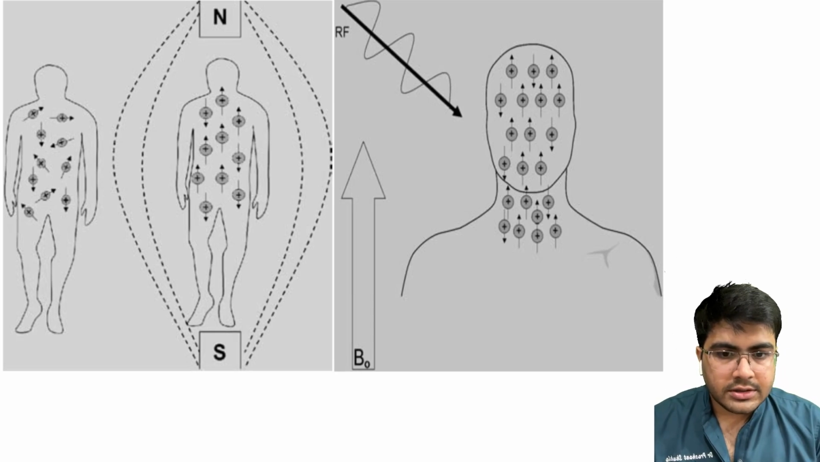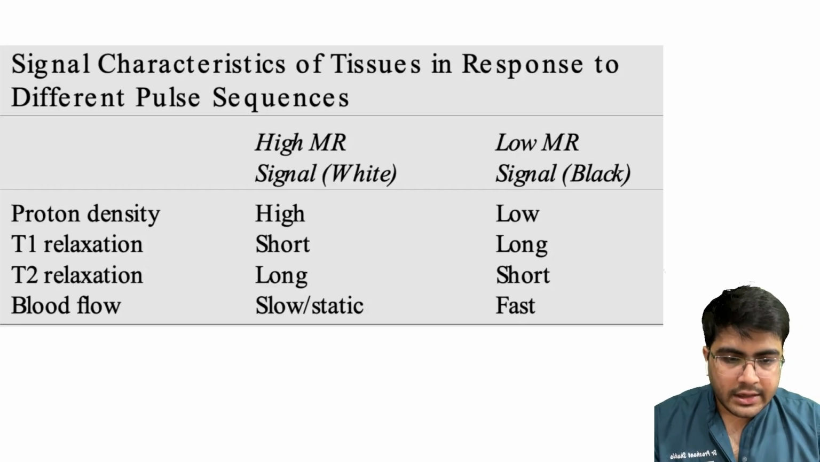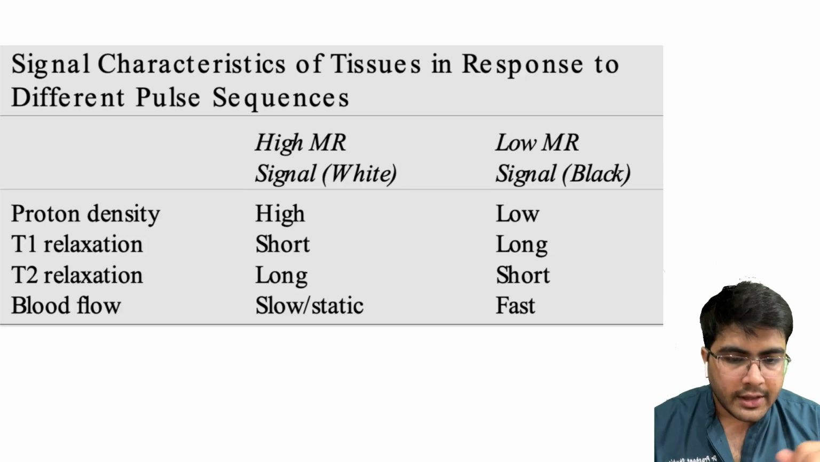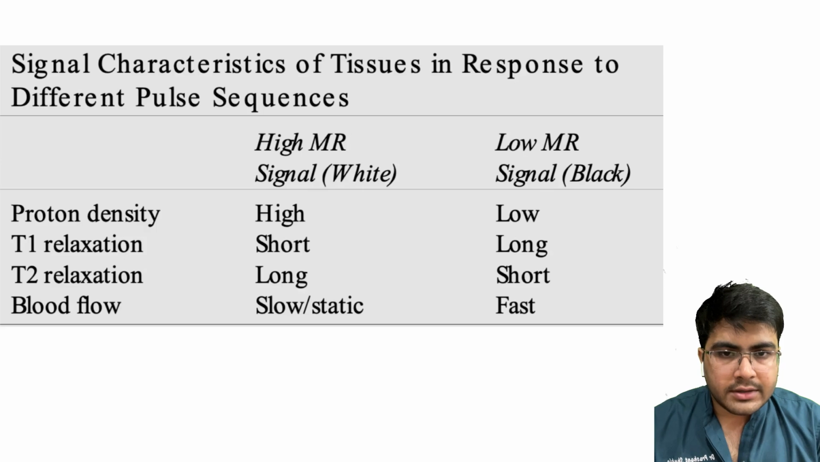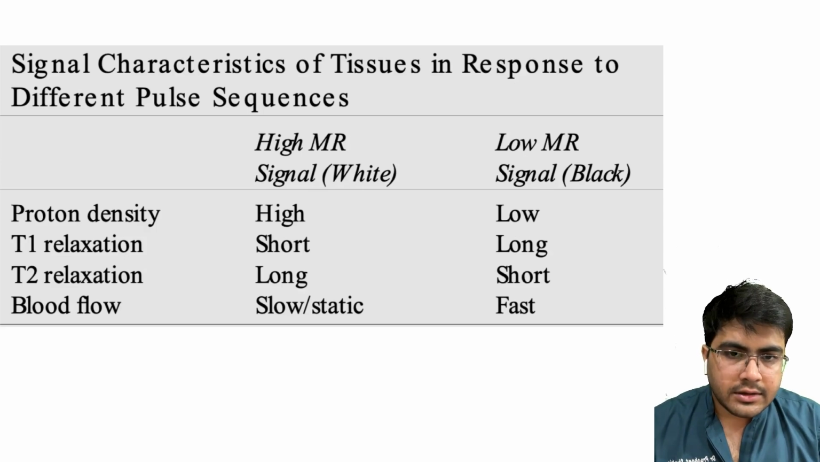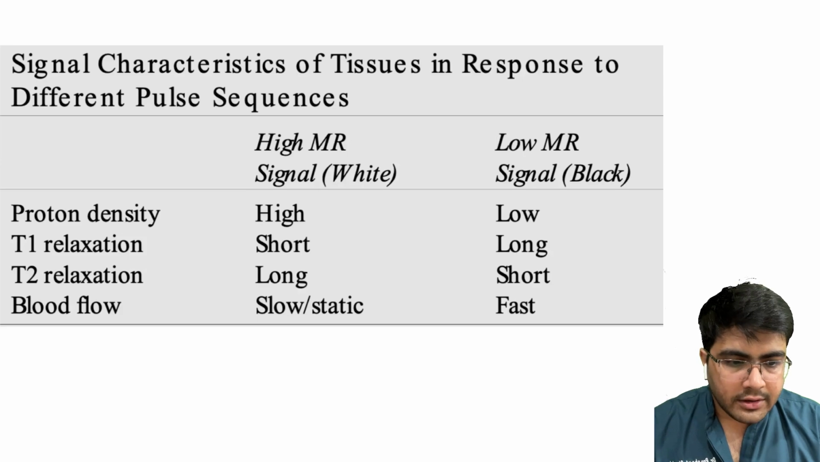So this is the principle behind the MRI. There are signal characteristics of tissue in response to different pulse sequences. We can have either high MR signal or low MR signal. The high MR signal would appear as white and the low MR signal would appear as black. If the proton density in some area is high, for example an inflammatory tissue, it will appear as white.